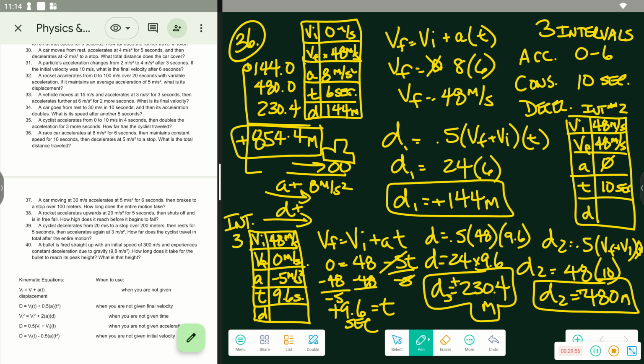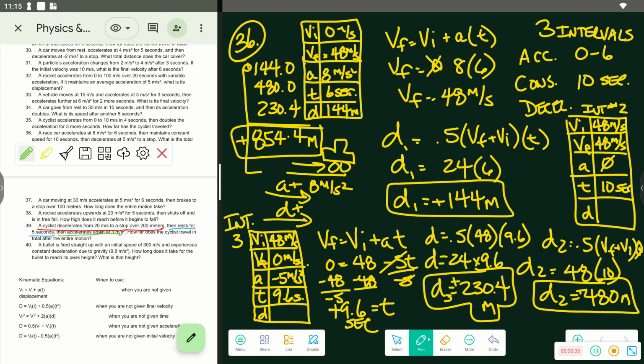So in number 39, a cyclist decelerates from 20 meters per second to a stop over 200 meters. Okay, so let's look at the intervals. Let's just come up with what the intervals are. A cyclist decelerates from 20 meters per second to a stop. That's interval 1. Interval 2, then rests for 5 seconds. And then interval 3, then accelerates again at 3 meters per second squared.